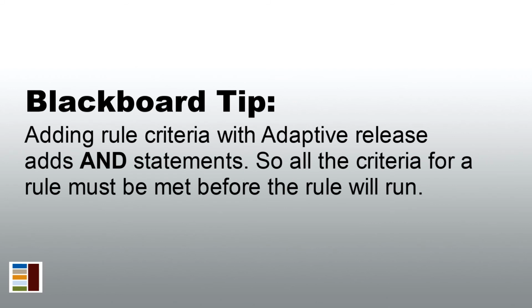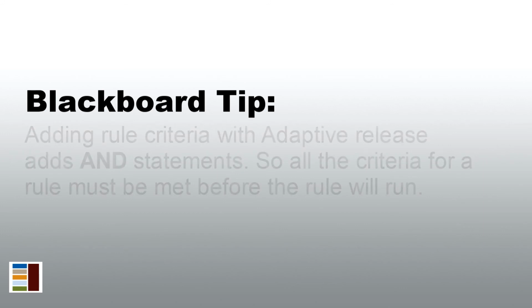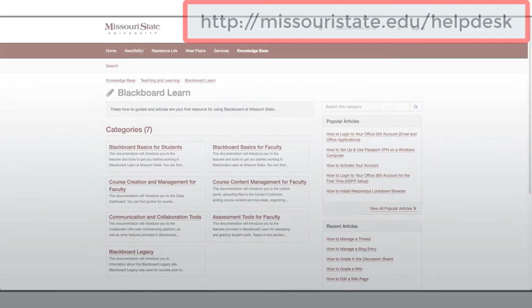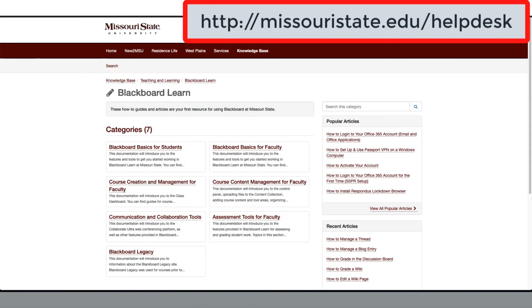One thing to keep in mind about adaptive release is that rule criteria adds AND statements. So all criteria for a rule must be met before the rule will run. Adding more than one rule through Adaptive Release Advanced adds OR statements. So if you have multiple rules, Adaptive Release will run if any of these rules are met. There are multiple pages on our online knowledge base to help you with the adaptive release if you need assistance.